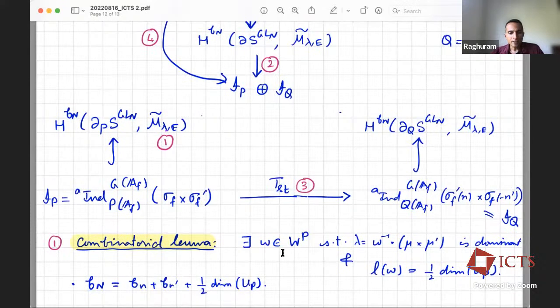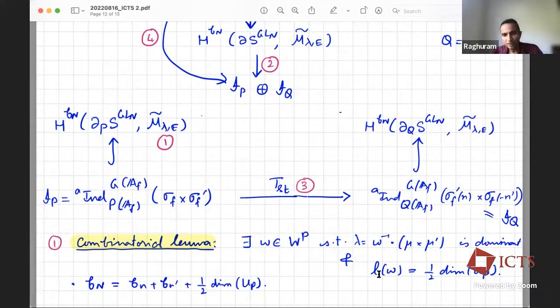The statement is there is a constant representative for that parabolic, which takes the weights mu and mu prime on GLN and GLN prime. You just stack them together to get a weight, no longer dominant in general, on GL capital N. You kind of straighten it out using a Weyl group element of a special type, a constant representative for that parabolic, and make it dominant.